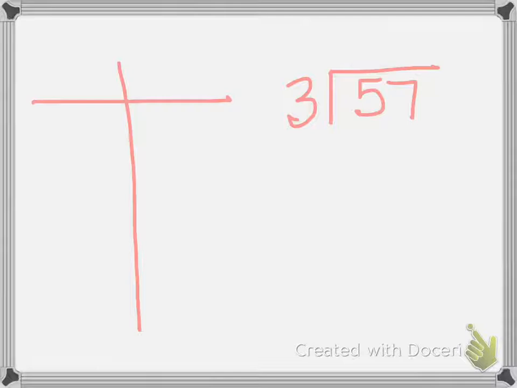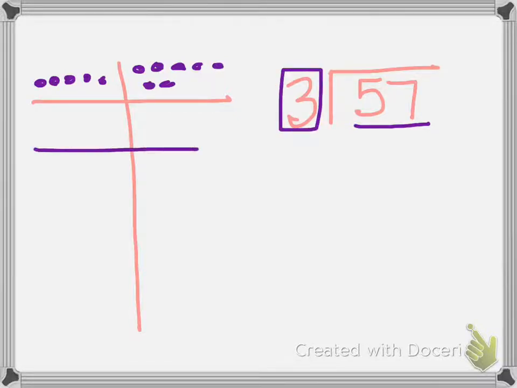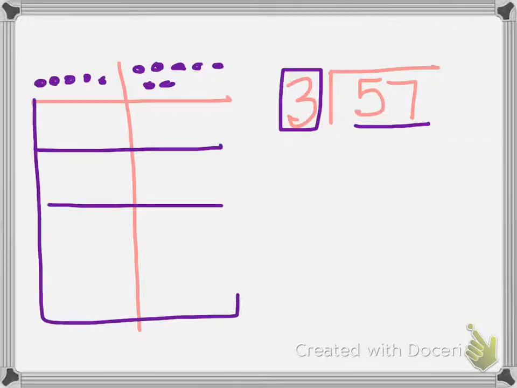Our dividend is 57, or 5 tens, 7 ones. We're going to divide both the tens and the ones by 3. So that means I need 3 groups in my place value chart. Okay, there's my 3 groups. We're going to start with the tens.